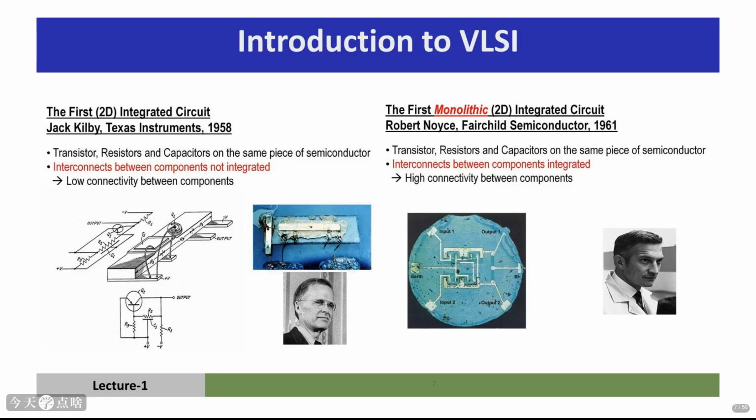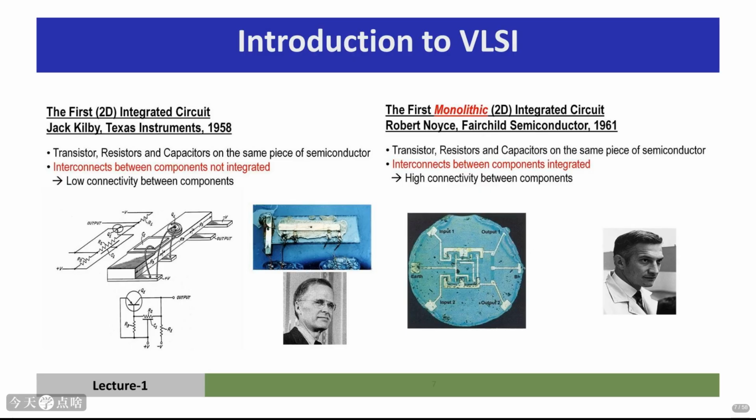Now, the moment of truth, the first integrated circuits. In 1958, Jack Kilby at Texas Instruments built the first integrated circuit. He managed to put a transistor, resistors, and capacitors all on one piece of semiconductor. Pretty cool, right? But there was a catch. The connections between these components weren't integrated. They were external wires, leading to low connectivity and limited performance.